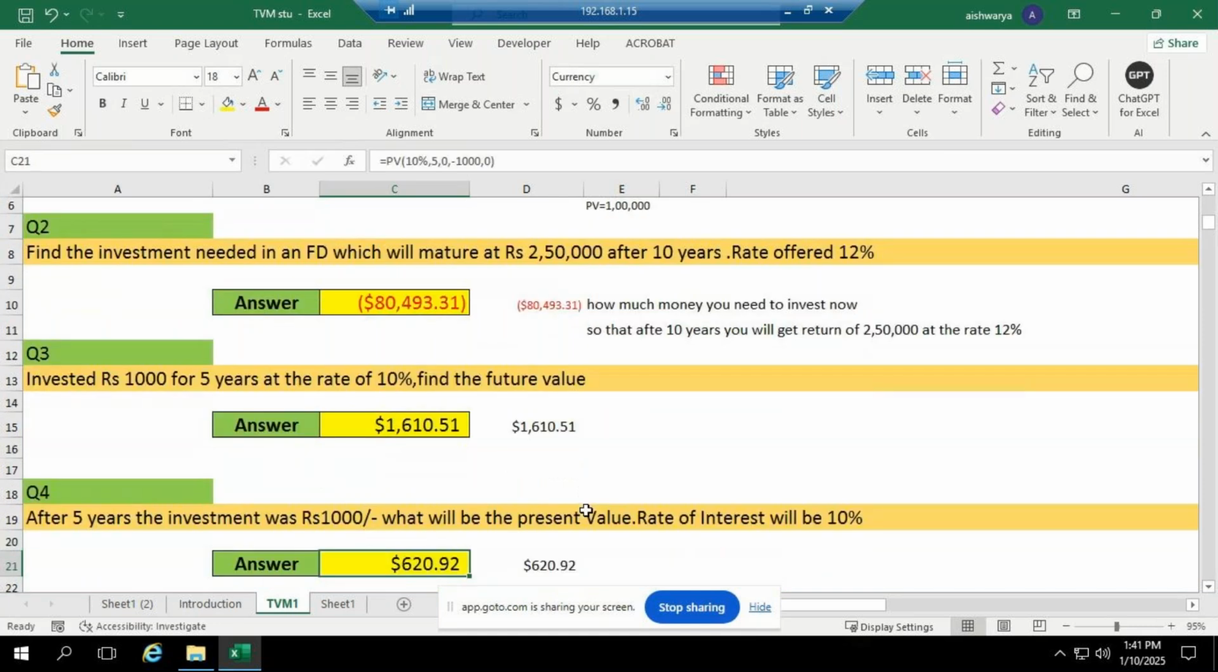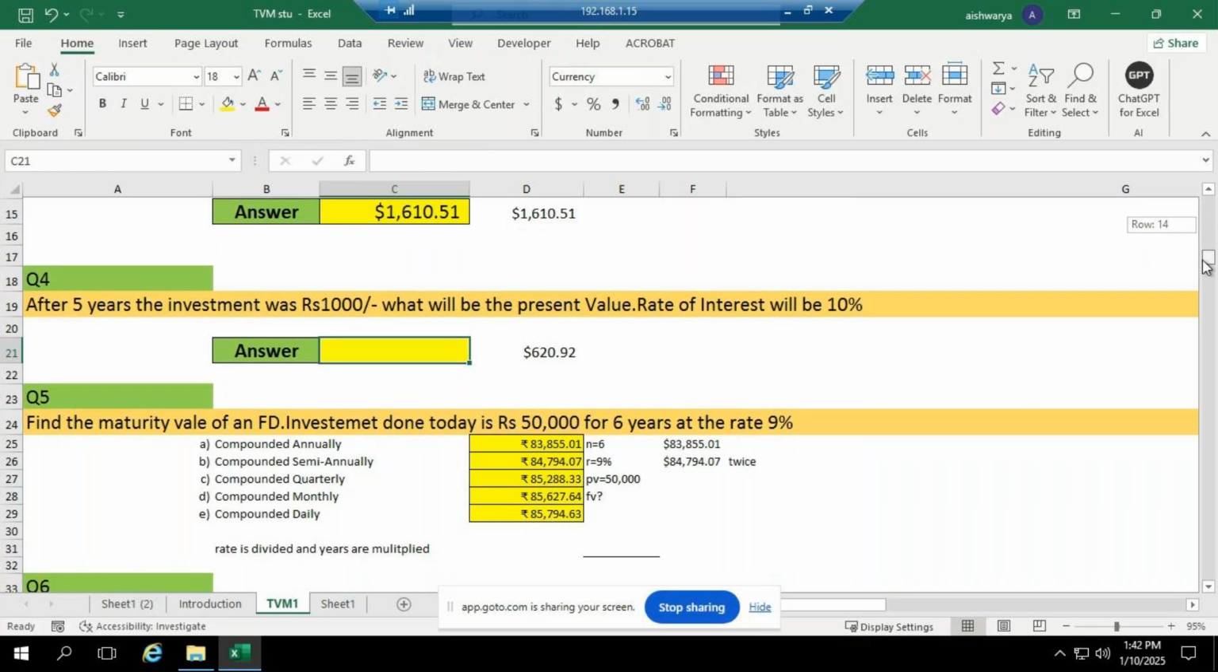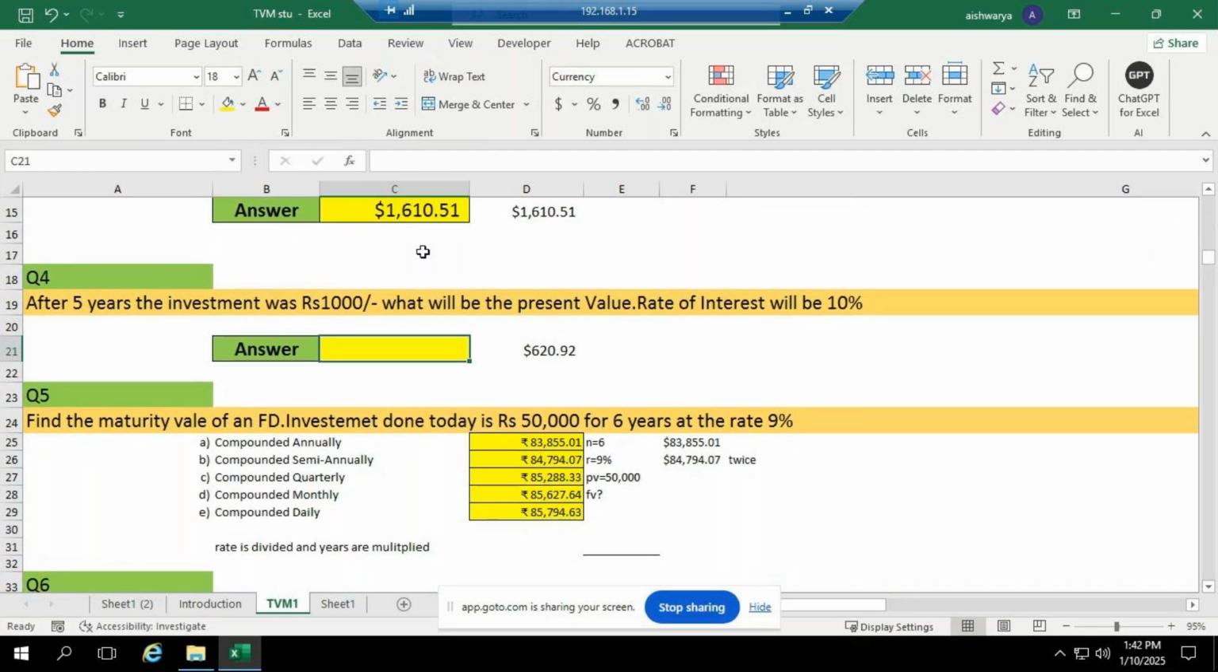Any doubts? Ma'am, this question we can try. This one, till this you will try. Yes, the fourth one also we can try, ma'am. Okay, okay. So the fourth one I will do, and then I will share this file with you so you can do it by yourselves. Okay, the fourth one I will explain.